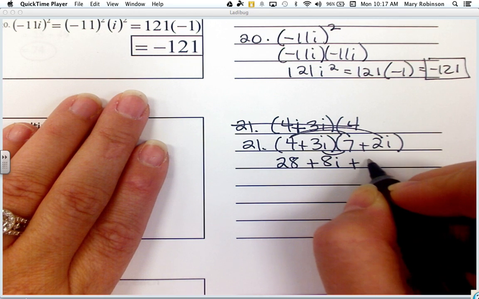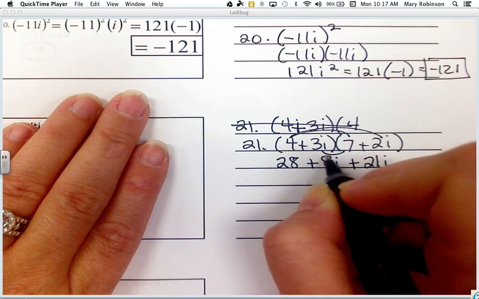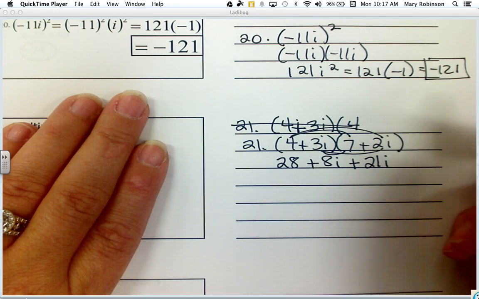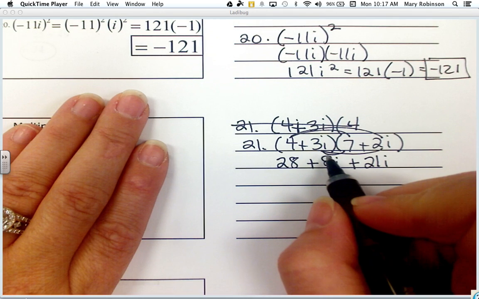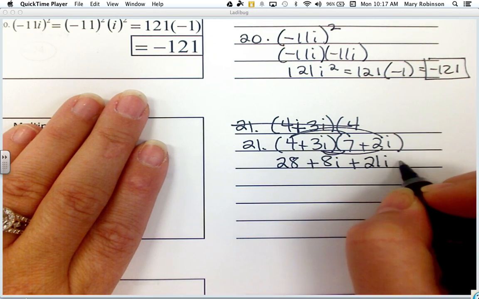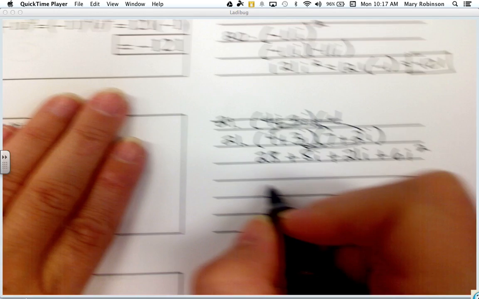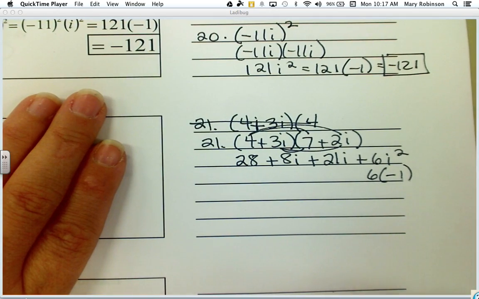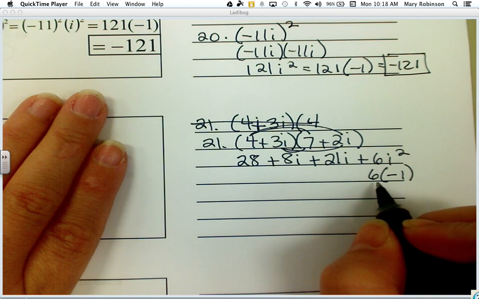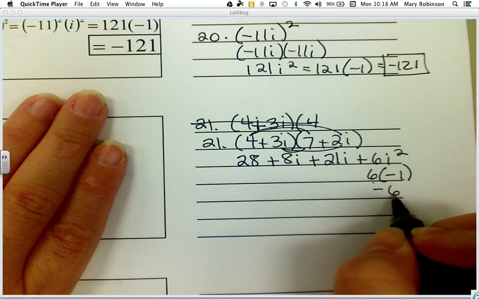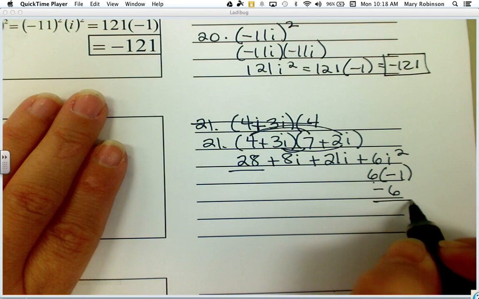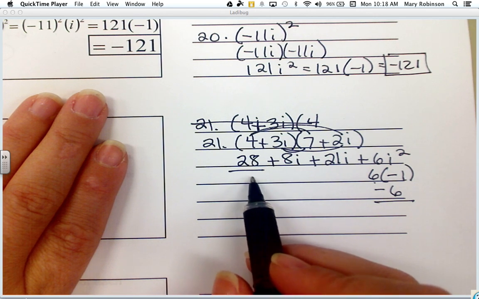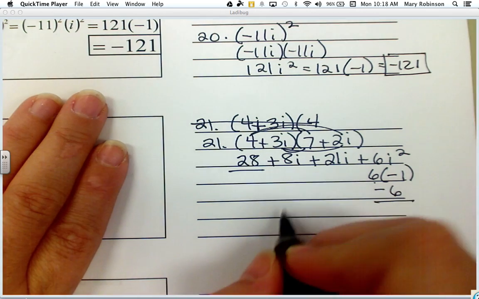3i times 7 gives us 21i. So you can see with multiplying, we really treat it like it's any other variable, like x. We just have to remember to substitute later if we can. 3i times 2i would give us positive 6i squared. But what we need to remember here is that i squared has a value of negative 1. So when we substitute negative 1, 6 times negative 1 is negative 6, which can then be combined with our constant value over here of 28. So 28 minus 6 is 22.